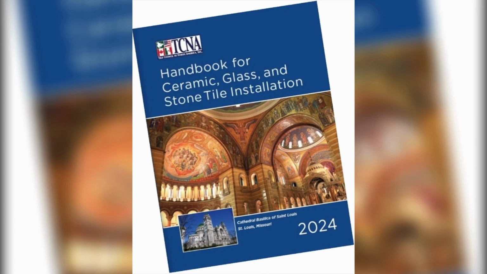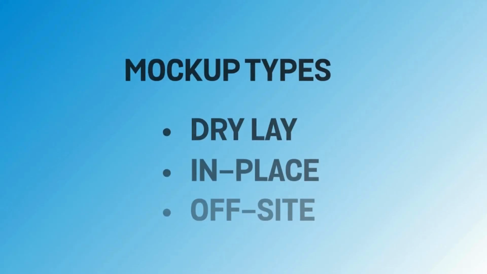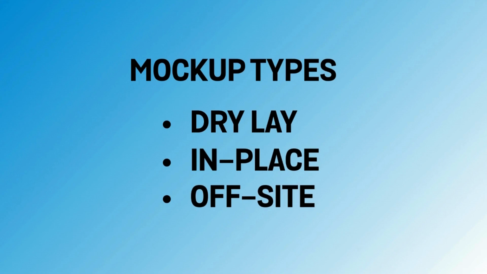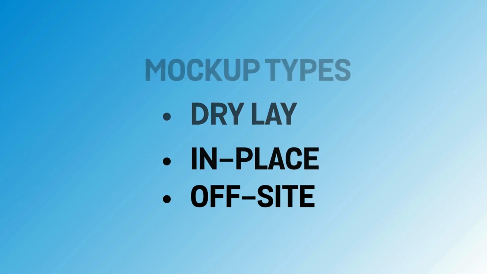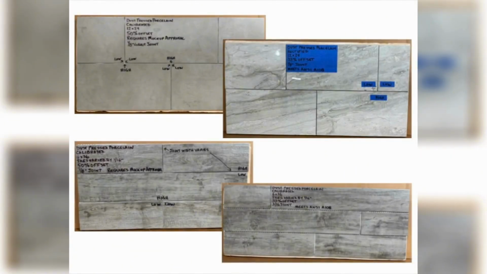Always make sure you have the most current edition of these documents in your technical reference library. There are three primary types of mockups: a dry lay, in place, and off-site mockup. Today, I'll be focusing on off-site mockups. Here are the four off-site mockups that I will review with you today.